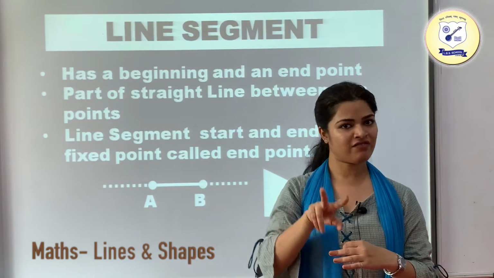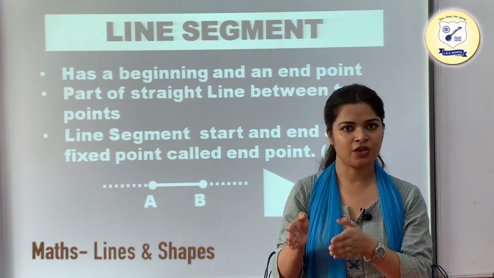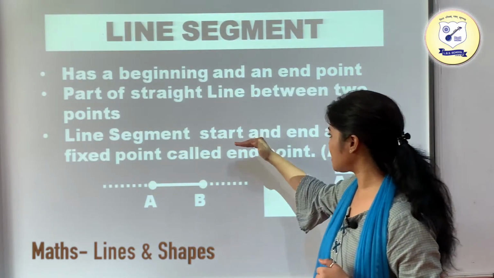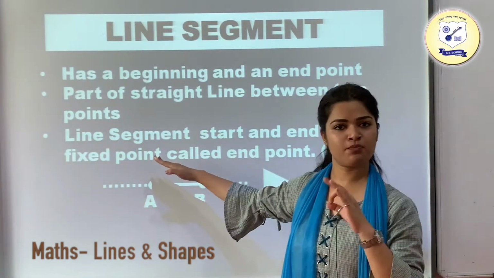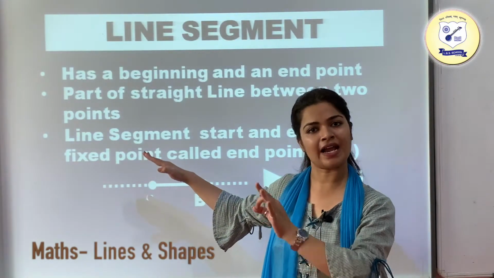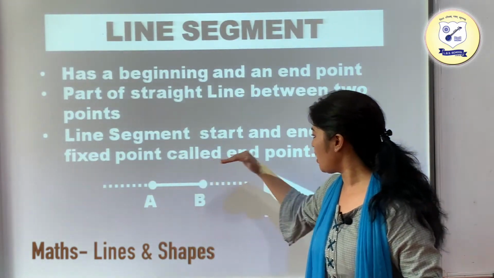We are going to have 2 points, and in between those 2 points we are going to make a line. Okay, so that is going to be your line segment. A line segment starts at a fixed point, and it eventually ends at another fixed point, called an end point.